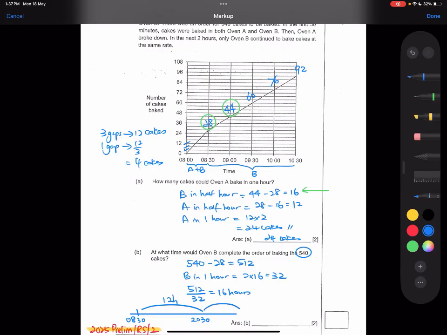Another 4 hours, because we need 16, right? 12 plus 4 is 16. This will be 24:30, but given that there's only 24 hours in a day, it becomes 0030. So this is our answer, 0030. This is the time that B will complete the order.